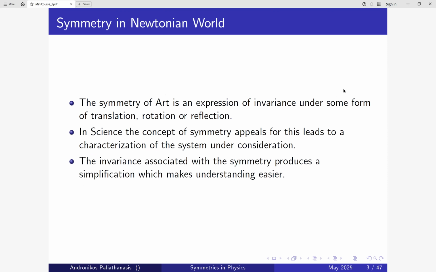Initially, we have the concept of symmetry in art. It's an expression of invariance under some form of translation, rotation, or reflection. I'm sure you have seen the tiles on the floor. The tiles are placed in a way that they have what we call a pattern, and this pattern is symmetric whichever way you move from one direction to another.